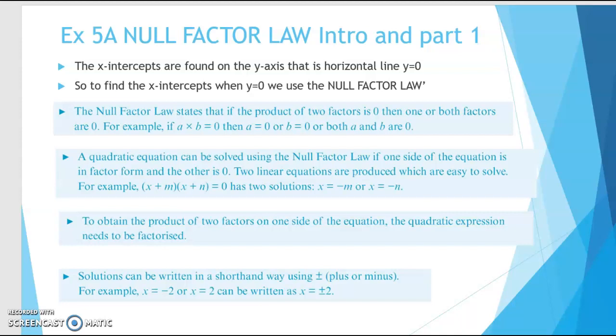In the last few videos, we looked at the key features of a quadratic or parabola equation, and we used our calculator to determine those features, using a calculator page or the graph page to actually draw them. Now we have to do it manually. The first exercise is the null factor law. The reason we have the null factor law is that we want to find where it cuts the x-axis. So let's just highlight that for you.